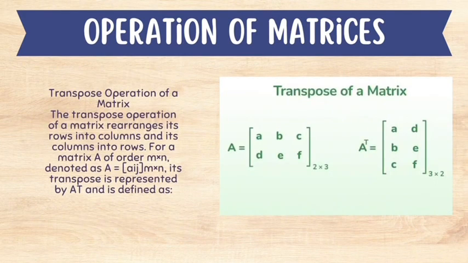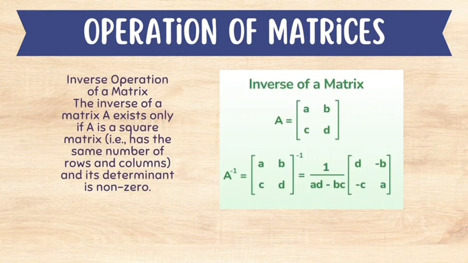Transpose operation of a matrix. The transpose operation of a matrix rearranges its rows into columns and its columns into rows. For a matrix A of order m times n, denoted as A equals m times n, its transpose is represented by A^T. Next is the inverse operation of a matrix.